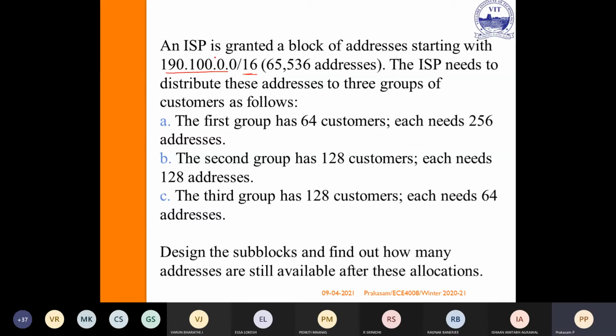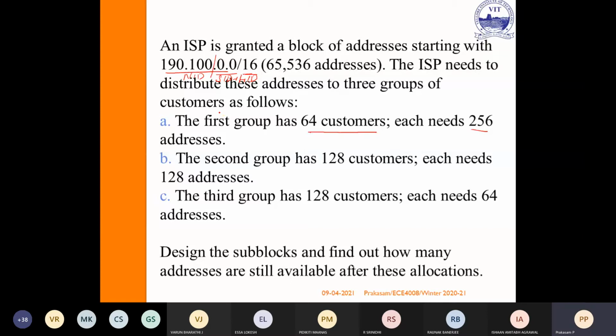Class 16, that means this is nothing but the network ID. Remaining, it is the subnet ID plus host ID. The ISP needs to distribute these addresses to the three groups of customers. So the first group has 64 customers, each needs 256 addresses.